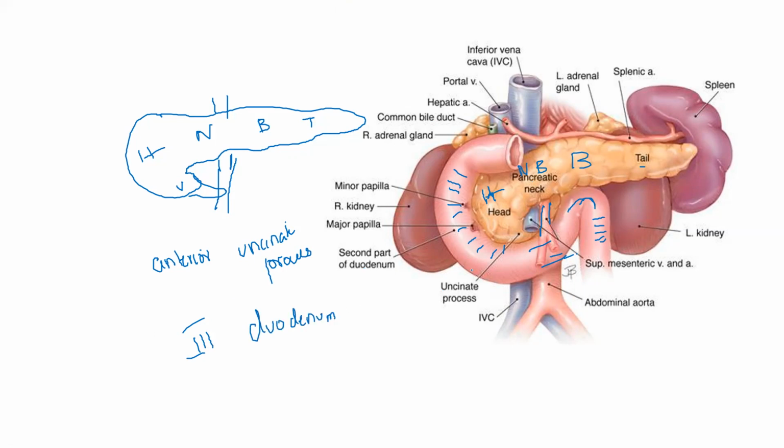So the third part of duodenum, please observe here. This is your abdominal aorta. This is your superior mesenteric artery. Now your aorta is here, your superior mesenteric artery is here. Where is the third part of duodenum? Here, isn't it? So this forms a very important relation. Any decrease in the angle between the abdominal aorta and the superior mesenteric artery, what structure can get compressed? The third part of duodenum.